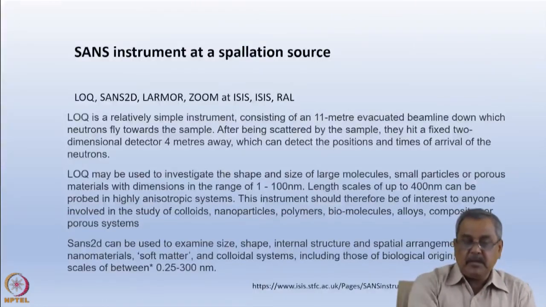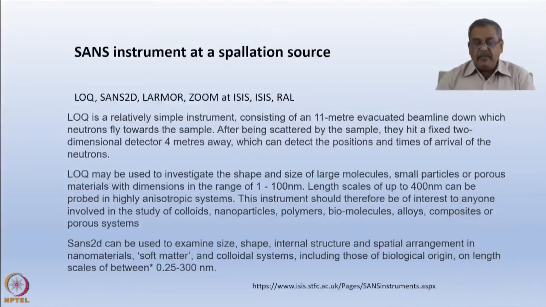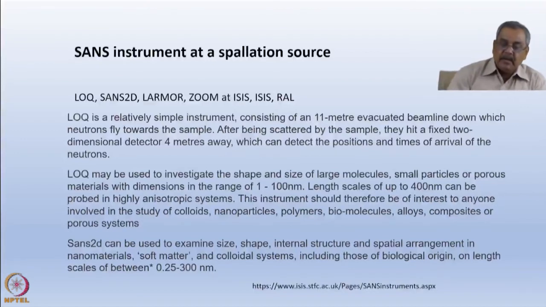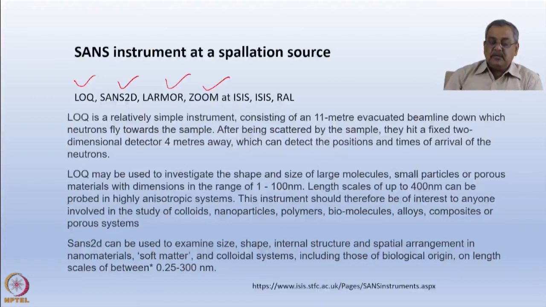I will just quickly mention the SANS instruments at various major sources. I have taken the example of the SANS instruments available at the ISIS neutron source, the pulsed neutron source at Rutherford Appleton Laboratory. There are a number of small angle machines because of their high demand. The most used are LOQ, Sandals, 2D, Larmor and Zoom. All of these are small angle neutron scattering machines, and their structure is similar to what you find in a reactor. Only thing is that here we use time of flight techniques to determine the lambda and the Q values. Otherwise, the rest of the structure remains the same.